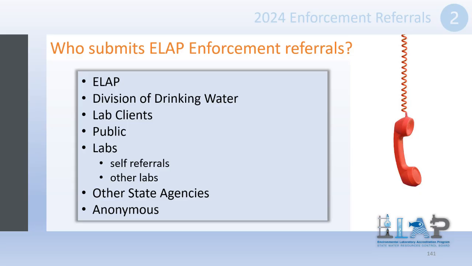So who submits them? Here's a list of where we get our referrals from. The primary place we get referrals is internal. We get them from our other program units within ELAP, and we get a lot from the Division of Drinking Water as well. We also receive quite a few referrals from clients of laboratories and the general public. Those top four really are the majority of the referrals that we receive.